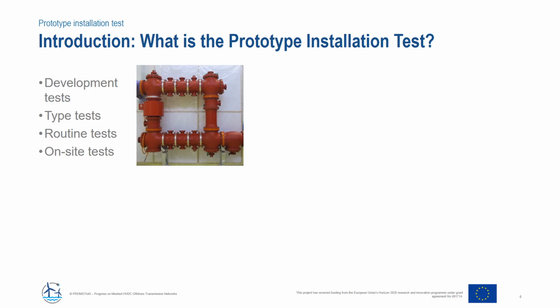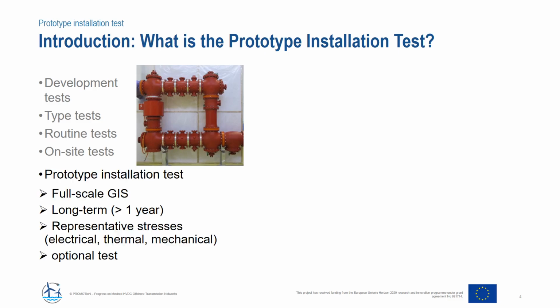And an on-site test is a commissioning test of an installation or a setup before it is put into service. But a prototype installation test is different in a way. It's broader, it's more testing under a real application condition. Actually, it's like in-service operation. So it's a full-scale GIS including many different components, measurements, sensors, and other components like earthing switch and disconnectors are included. And the test itself is a long-term test.